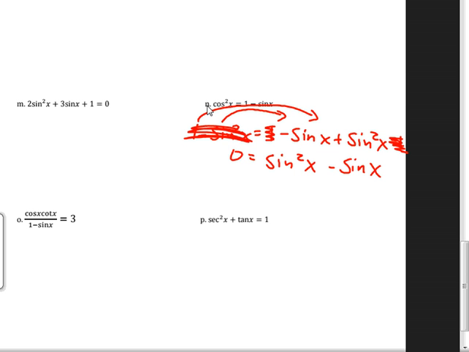And then, if you can factor it, you should. Once you have it factored, it won't be hard at all. You'll have two things. And then you set them both equal to 0, and you'll probably get 4 answers. Maybe 2, maybe 3.